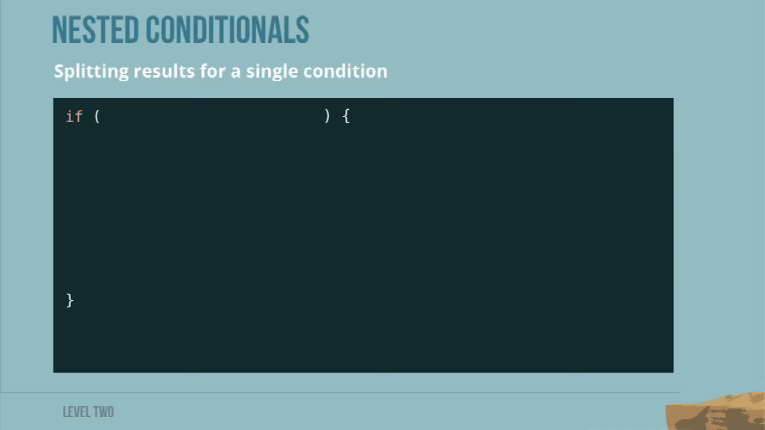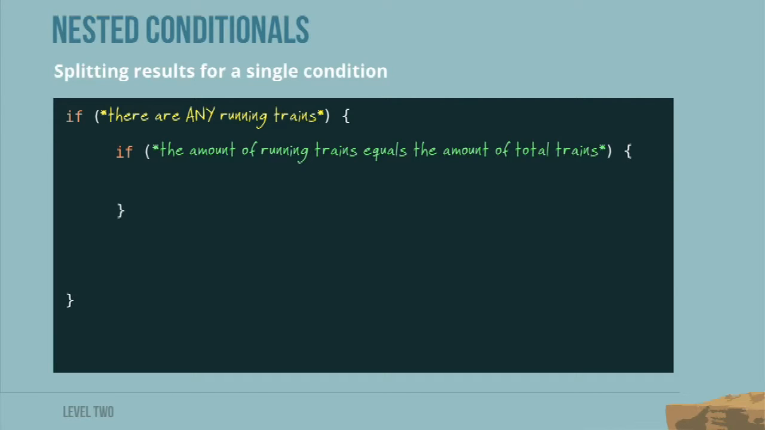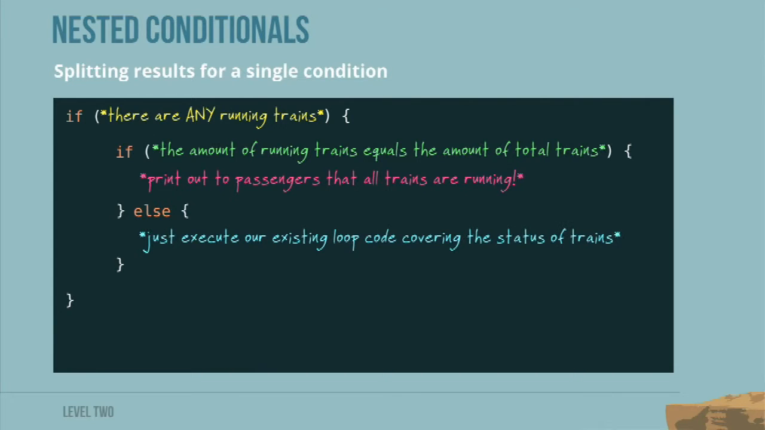Let's take a look. So if there are any running trains, meaning any running trains at all, the first thing we want to do is check to see if the amount of running trains is the amount of total trains. And then we want to print out to the passengers that all trains are running if that is true. Otherwise, we'll just execute our normal loop code to decide whether we have a running train or a not running train or a special train. And then outside all of that nested conditional, we'll have that final else block that says there must be no running trains, and so we will print that out.